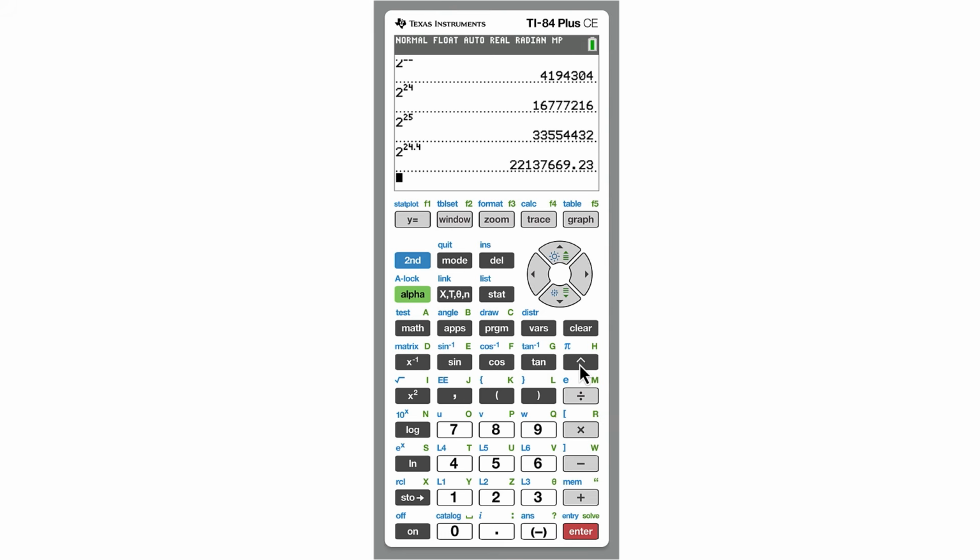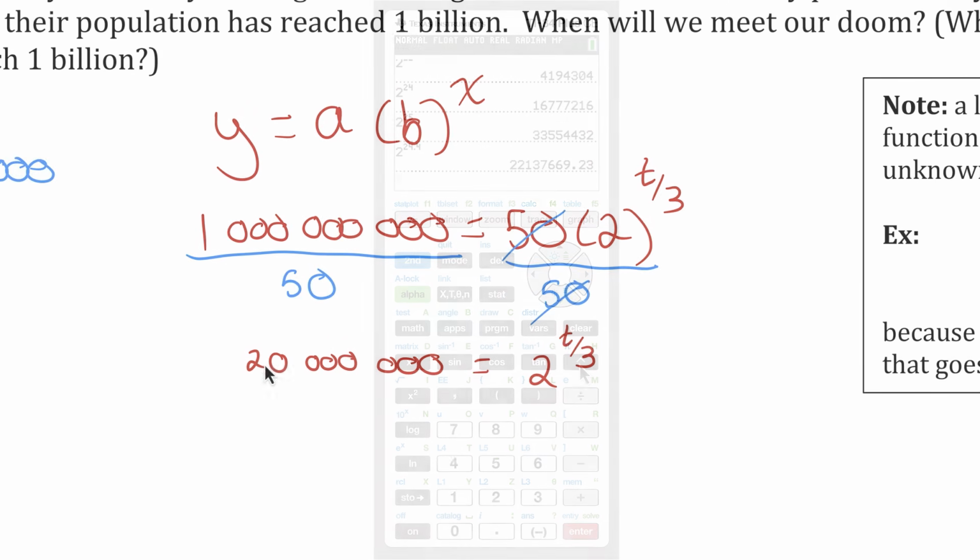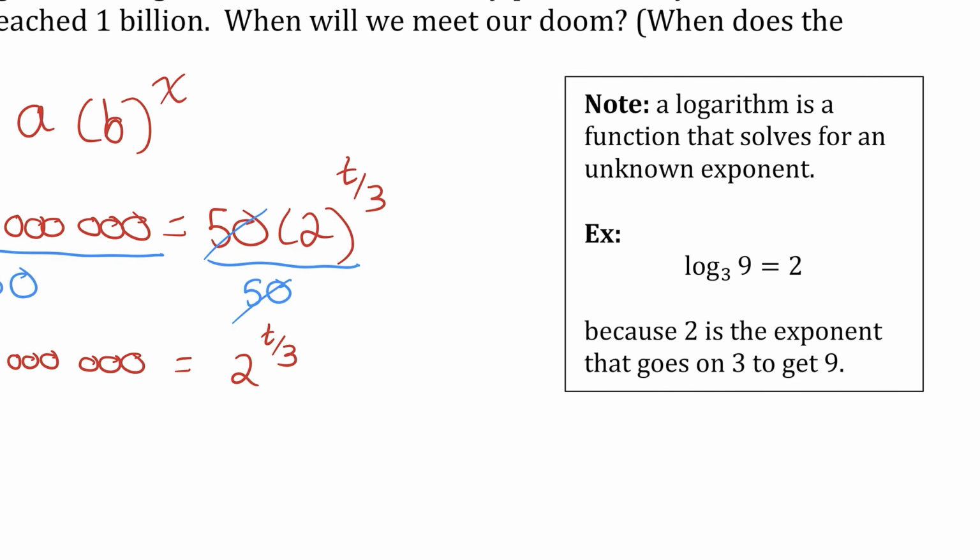This guessing and checking method is not great. What we want to do instead is make use of a function called a logarithm. I made a note about it over here. A logarithm is a function that solves for an unknown exponent. For example, this right here says log base 3 of 9 is 2.